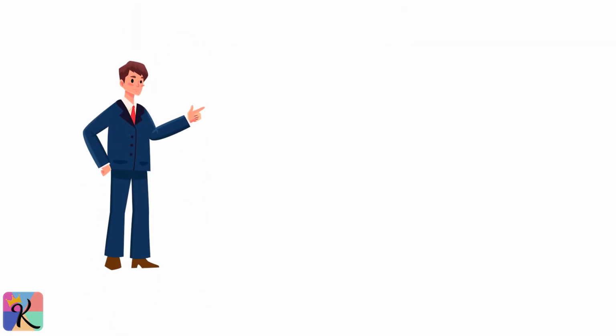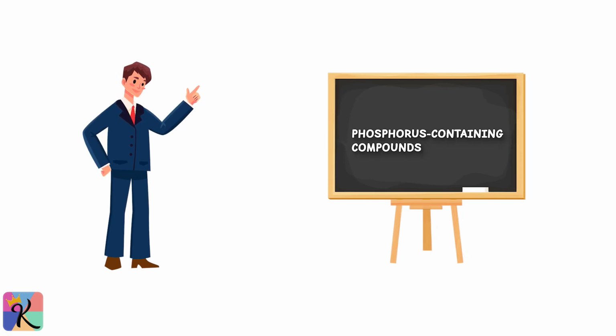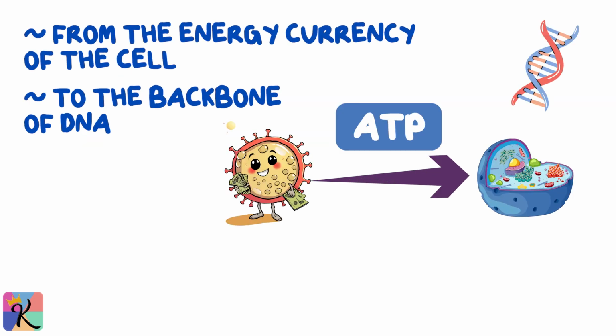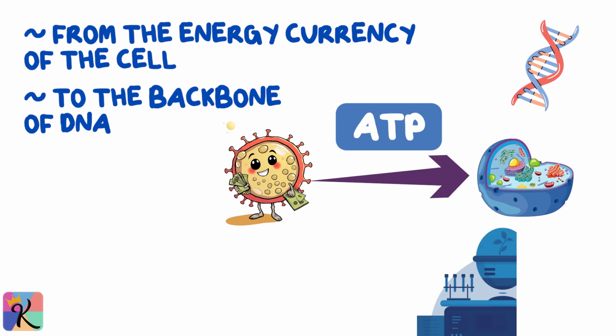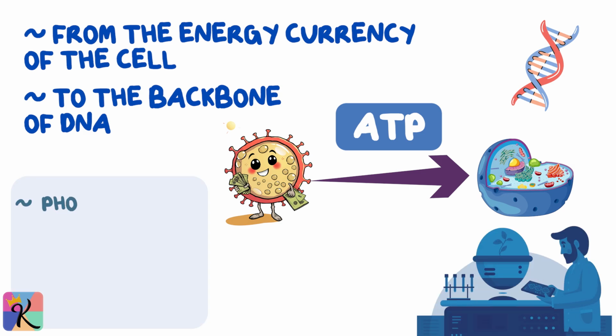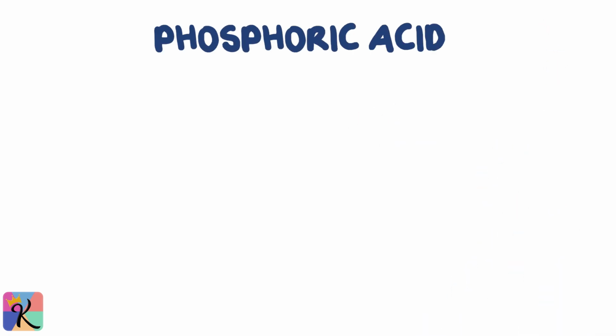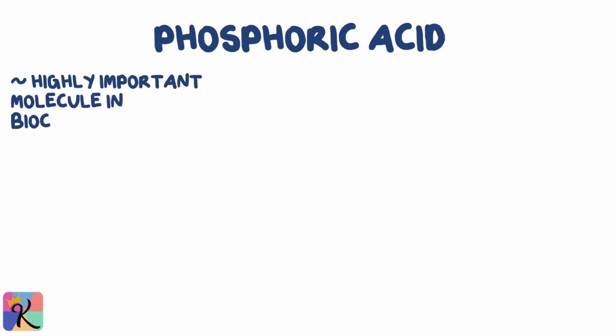Alright, so today we're diving deep into a crucial topic in biochemistry, phosphorus-containing compounds. From the energy currency of the cell, ATP, to the backbone of DNA, phosphorus plays a vital role in many biochemical processes. Let's explore how phosphoric acid, phosphate groups, and pyrophosphate contribute to these essential functions and what makes them unique. To start, let's look at phosphoric acid, a highly important molecule in biochemistry.